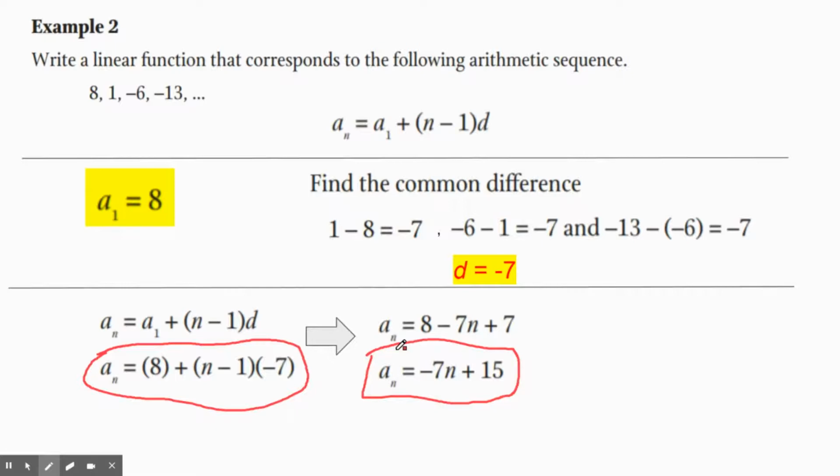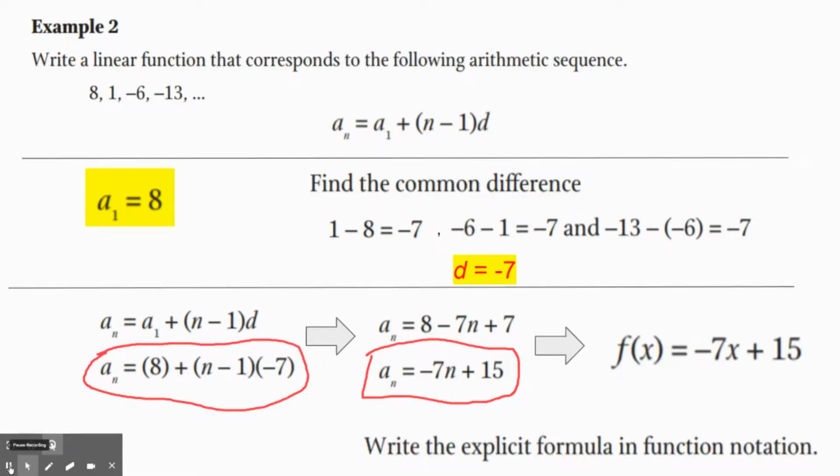But they want a linear function, so let's turn it into function notation. So all you have to do really is change that a sub n to f of x. And notice now it's f of x equals negative 7x plus 15.